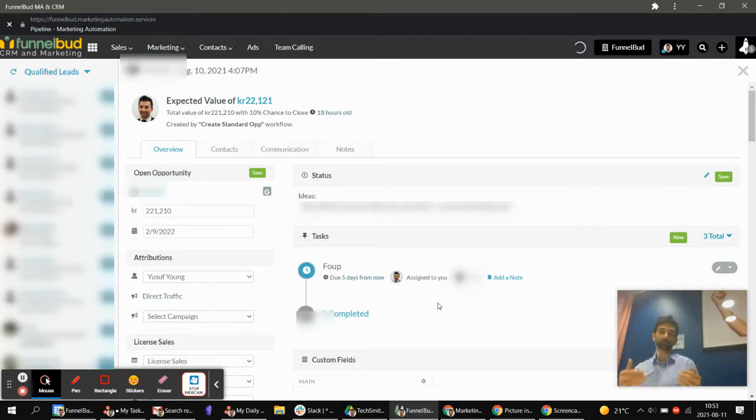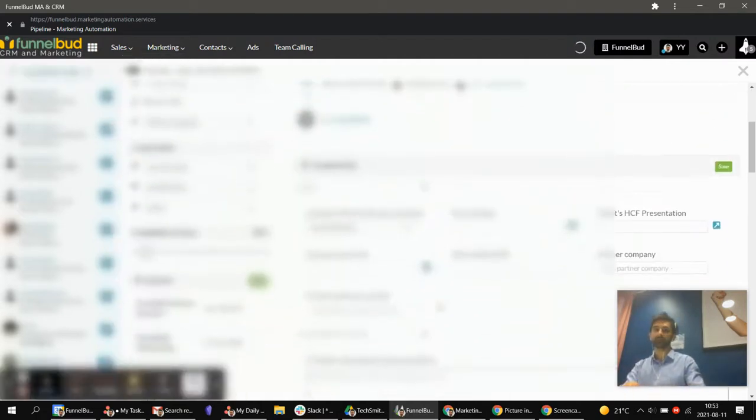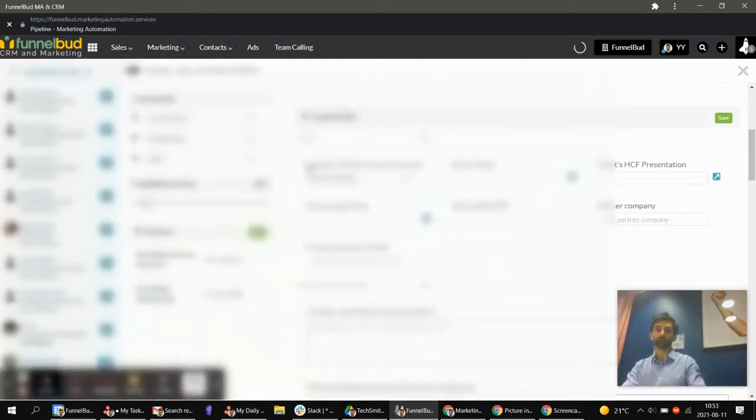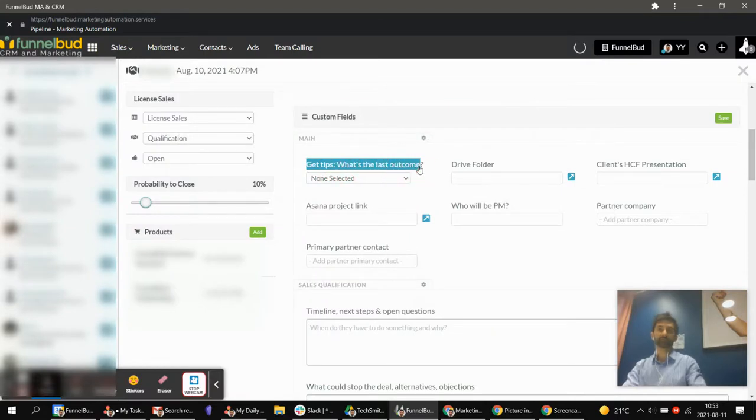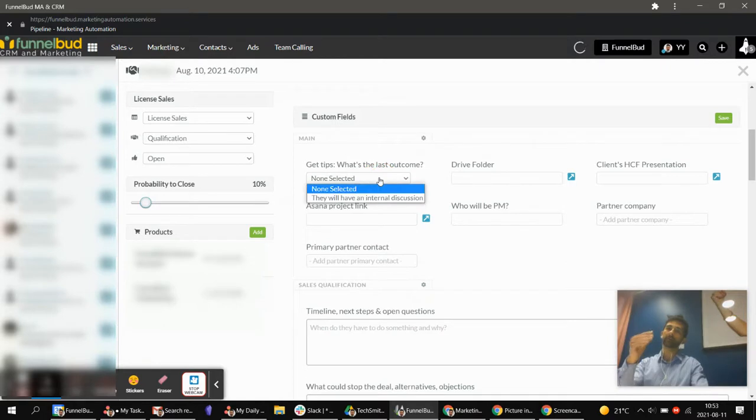But what we implemented here is a drop down called Get Sales Tips. What's the last outcome? And in here, we can now add various scenarios. And the system will then give tips to the salesperson on what they can do. And these tips will remind them to do those things.